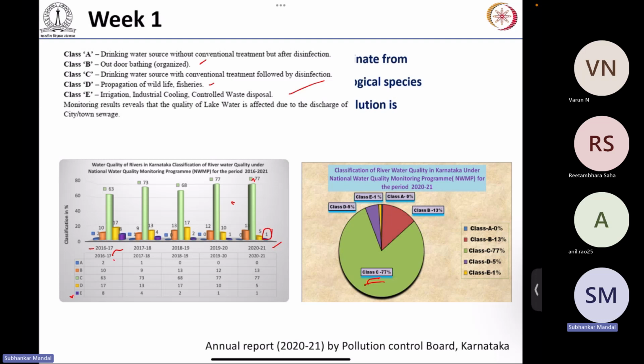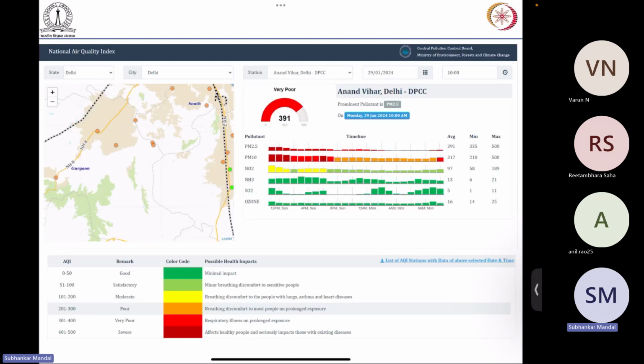There is another report we showed on 29 January, for some place in Delhi. This is the report from the Central Pollution Control Board. Here you can see that as the pollutant level rises, that is very hazardous, and you can see it here.